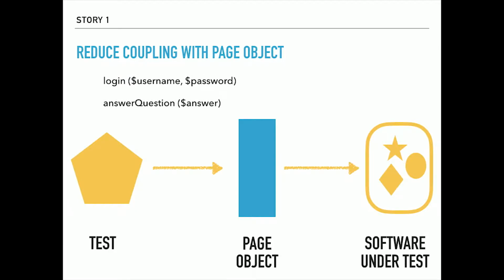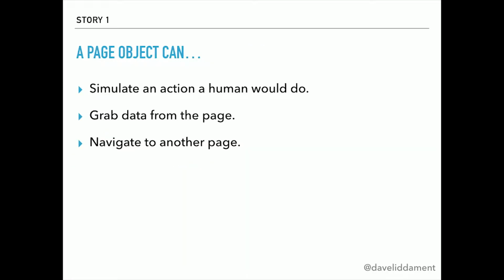Our tests will talk to the page object in terms of things like, I want you to log in using this username and password, or I want to answer this question. And our page object talks to the software under test in terms of, I want to find an element on the page, I want to click on this thing, I want to put some data into that text box. Generally, page objects do three things. They simulate an action that a human would do. Maybe they'll grab data from the page, or maybe they'll navigate to another page.